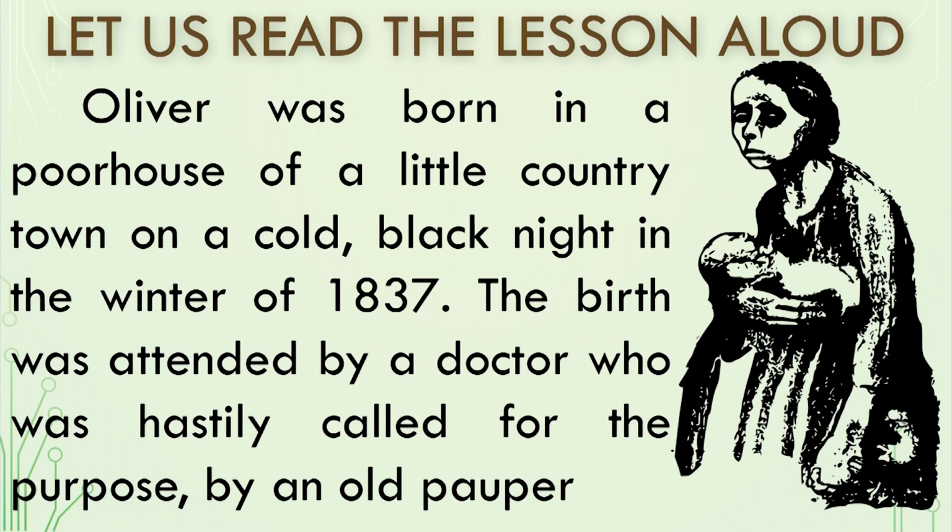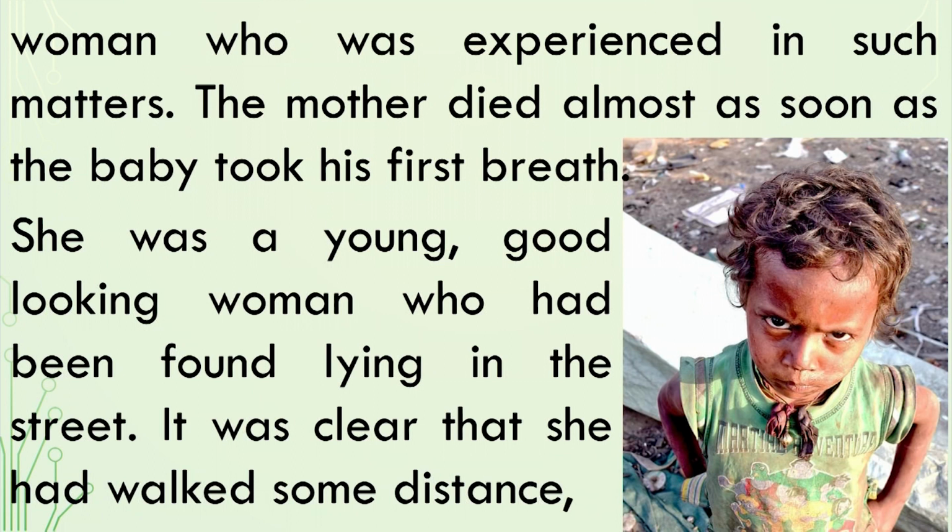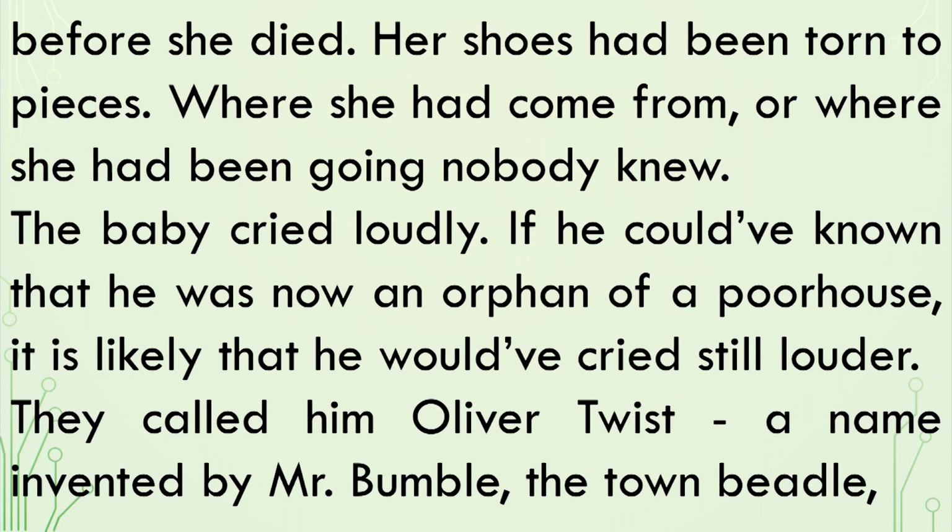Oliver was born in a poor house of a little country town on a cold black night in the winter of 1837. The birth was attended by a doctor who was hastily called for the purpose by an old pauper woman who was experienced in such matters. The mother died almost as soon as the baby took his first breath. She was a young, good-looking woman who had been found lying in the streets. It was clear that she had walked some distance before she died. Her shoes had been torn to pieces. Where she had come from or where she had been going, nobody knew. The baby cried loudly. If he could have known that he was now an orphan of a poor house, it is likely that he would have cried still louder.